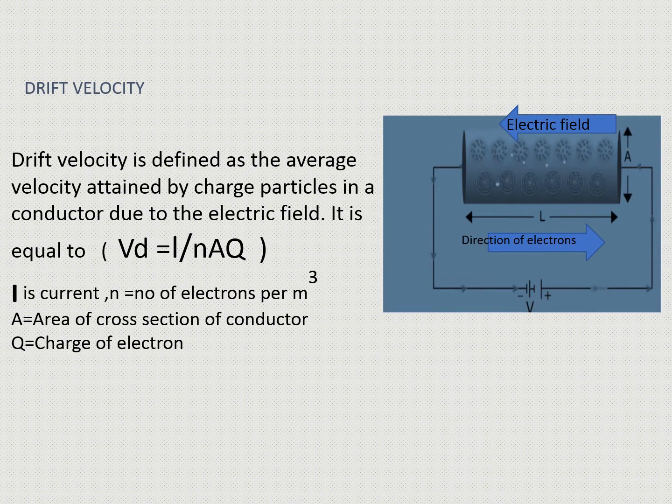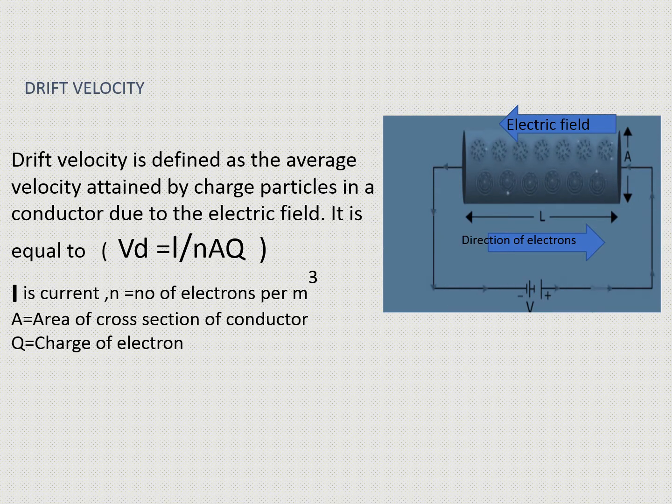Let us consider a conductor of length capital L or small l and area of cross section capital A. The electrons are accelerated due to the electric field applied here. So, how is that electric field generated? The electric field is generated because of the potential difference applied at the ends of the conductor.